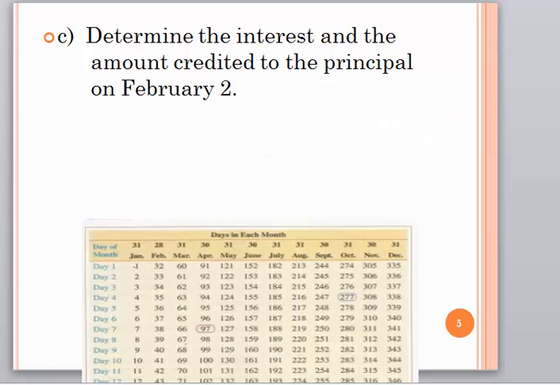Part C asks us to do the same thing, but look at the partial payment that she made on February 2nd. So the first thing that we need to do is determine the number of days from the last partial payment, which was made on January 5th, until February 2nd. And so let's do that first. We know that January 5th is the 5th day of the year.